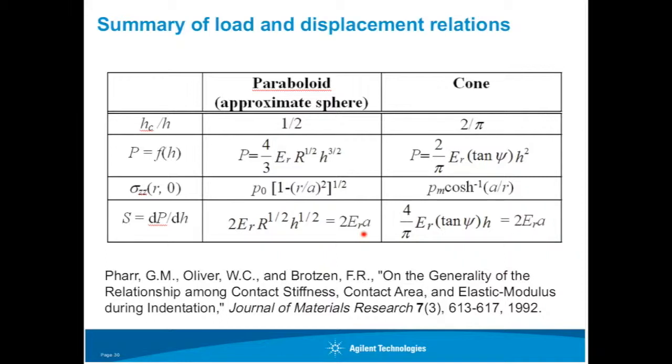Dr. George Pharr and Dr. Warren Oliver noticed this identity in several particular cases, including these, and so they teamed up with a colleague in mathematics from Rice University, Dr. Franz Brotzen, and together they published an article showing that, in fact, this relationship holds. Stiffness is equal to 2 times the reduced modulus times contact radius. This relationship holds for any contact geometry governed by Sneddon's solution, and I've provided that citation here.